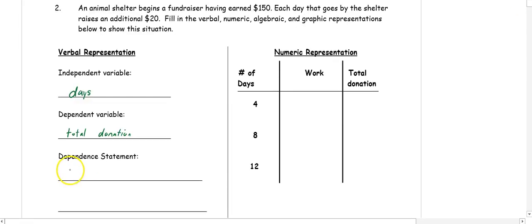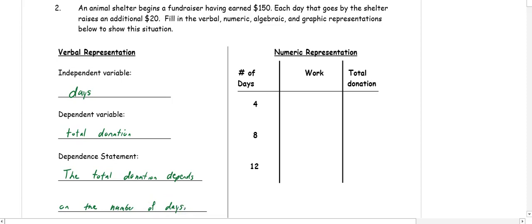So the independent variable, they're collecting money, which we're going to call the donation, and they're doing it in a number of days. So remember, the thing that happens first is the independent, or the thing that we can't have any control over, is the days. The dependent variable is the total donation, because it's growing as the number of days grows. So our dependency statement would be the total donation depends on the number of days.